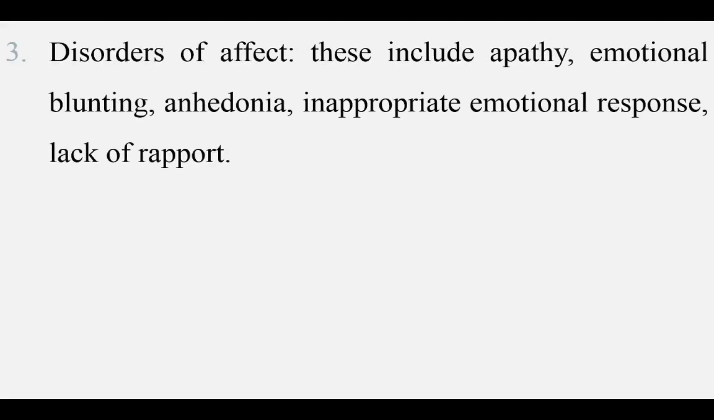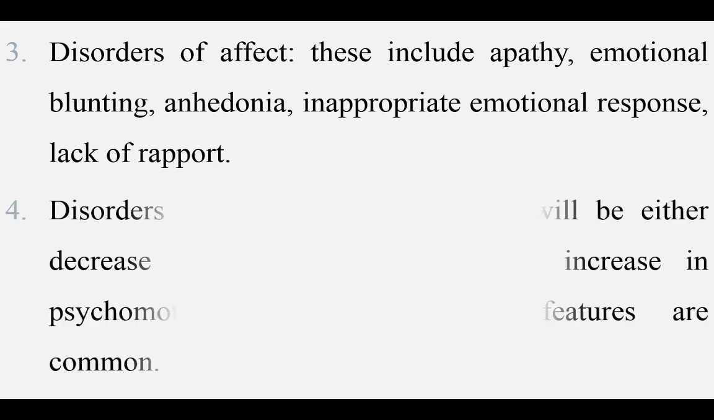Then there will be disorders of affect. Remember, affect is the seat of emotion? Again, the seat of emotion stems from the mesocortical and the mesolimbic pathway. So what happens here? It includes apathy, emotional blunting, anhedonia, when a person doesn't have any pleasure in doing anything, alogia, and then inappropriate emotional response, and poor rapport.